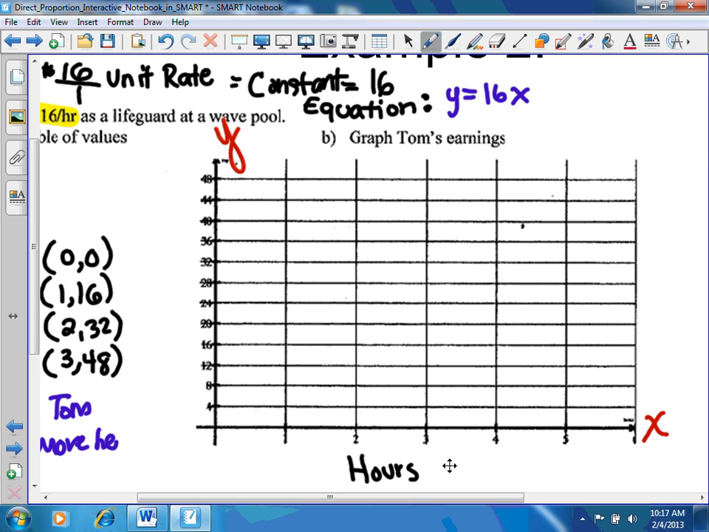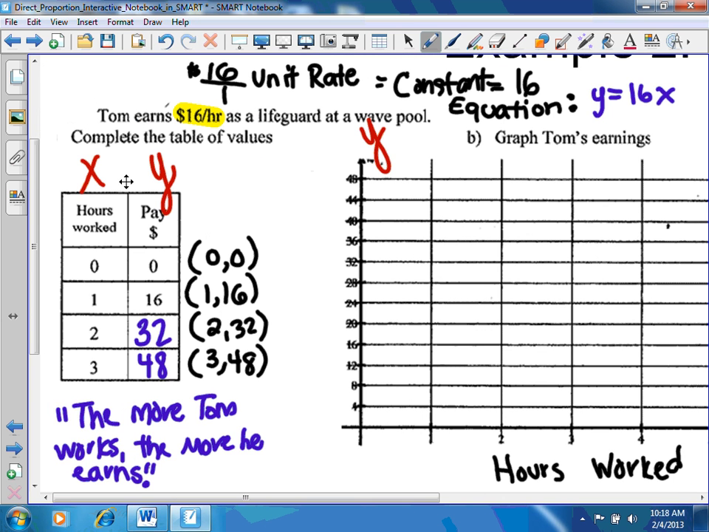Sorry, I kind of got ahead of myself. Hours worked goes on the x-axis. On your graph, you'll label the x-axis hours worked, and the y-axis is the pay. So when you have to graph one of these on your own, it's important that you label x and label y. Everybody with me on that? Okay, the first dot is 0, 0. That's the corner right here, right? So get your color pencil. There's our first point.